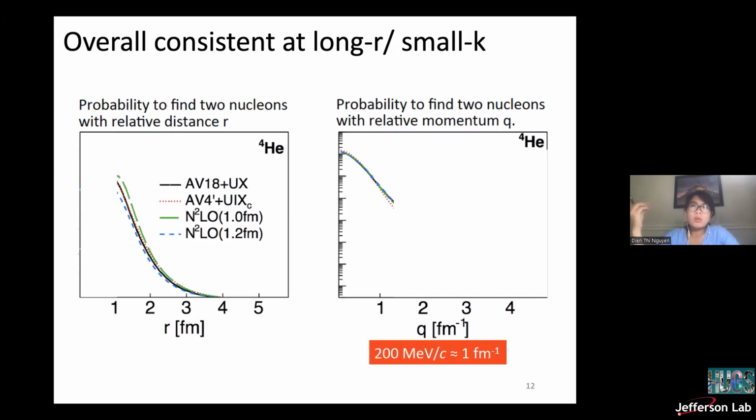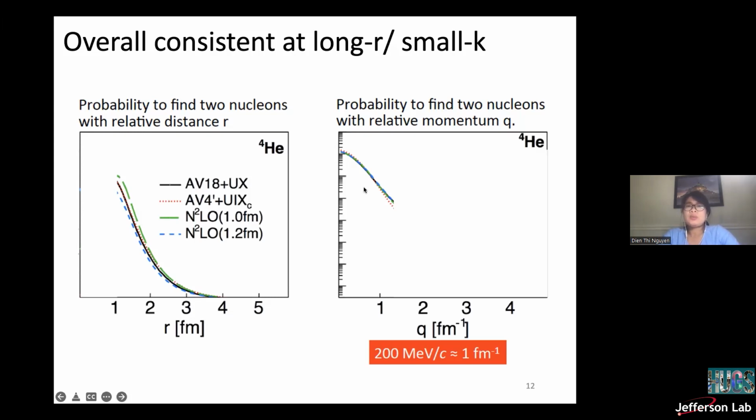After you have a wave function, you can use it to calculate different quantities in order to understand the structure of the nucleus. This is one example. What I'm showing here is the two-body density in distance space R and in momentum space Q. When you look at the picture, they are using different NN interactions. I list four of them right here.